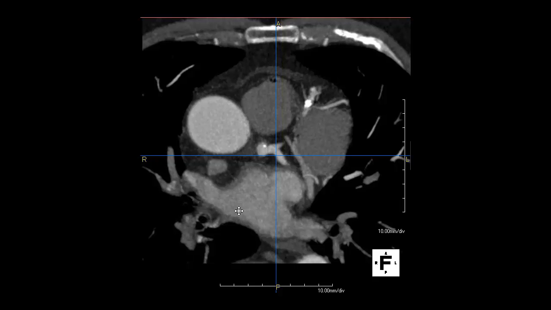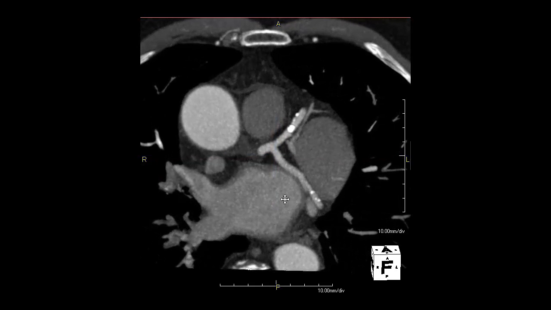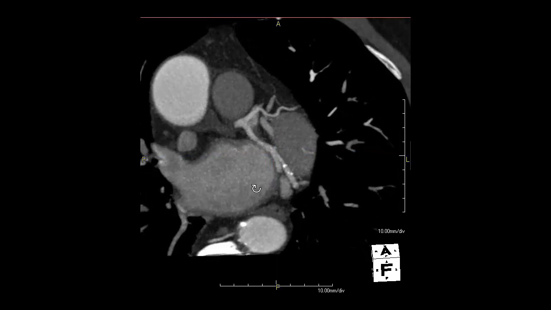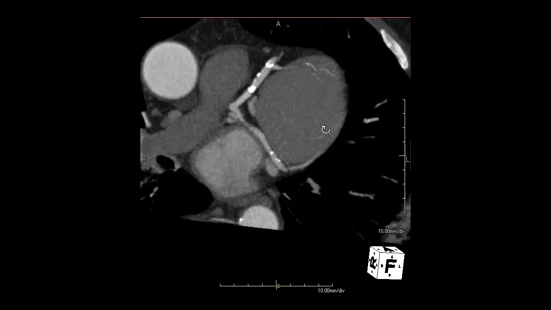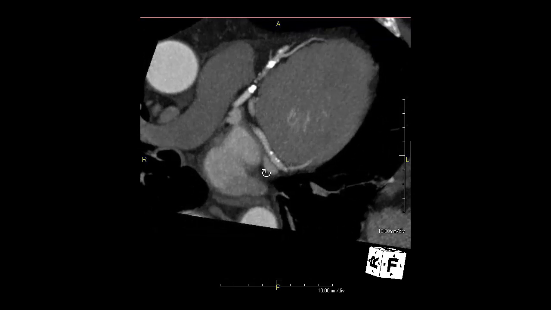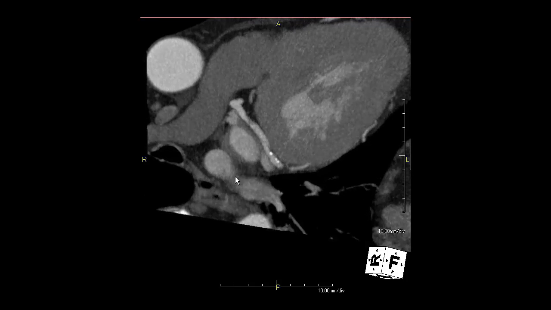This is the left circumflex artery, relatively large artery. As we go down, you can see that the vessel itself appears to be large, but in the obtuse marginal there is some calcified plaque. As you rotate around it, though, you can see that this is mild eccentric non-obstructive plaque.